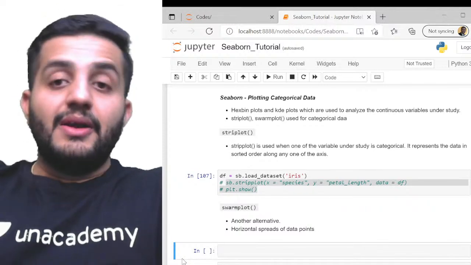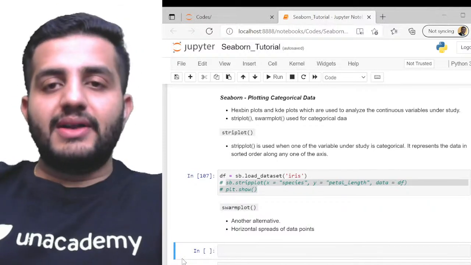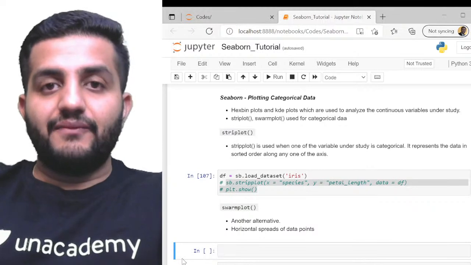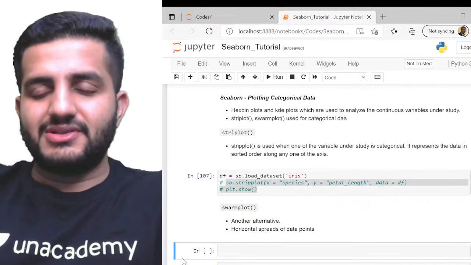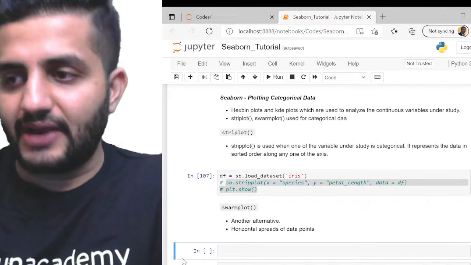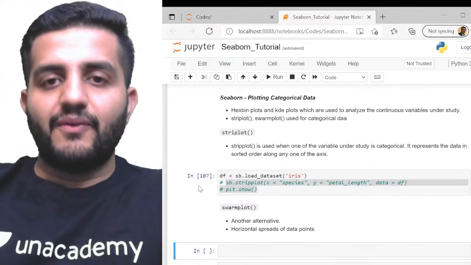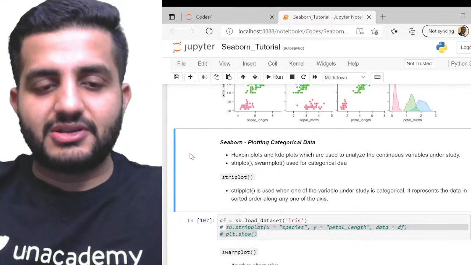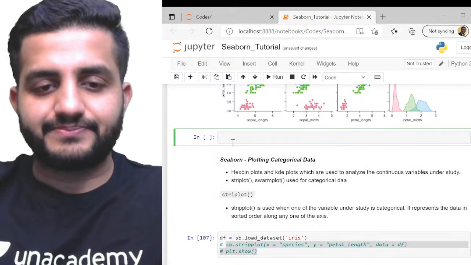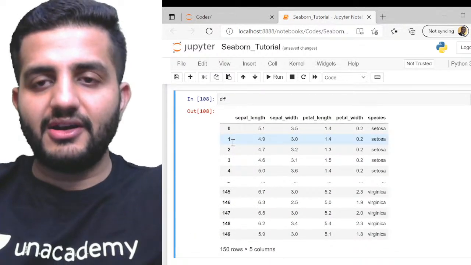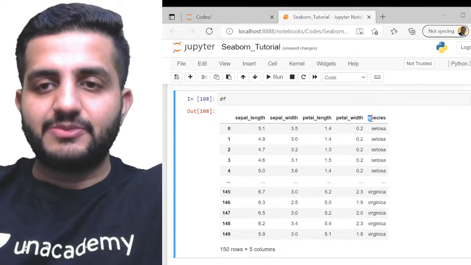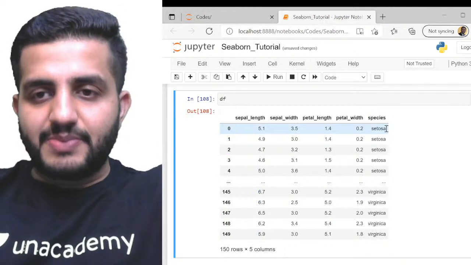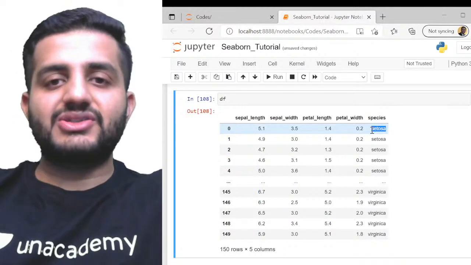So now how do we plot the categorical data? Categorical means which is not a number, for example, a string. For example, in this data, what is my categorical information? I'll just plot the df here again. Here the categorical information is species, right? This species is a text, a string, right?